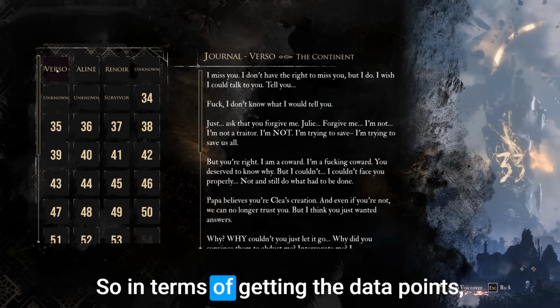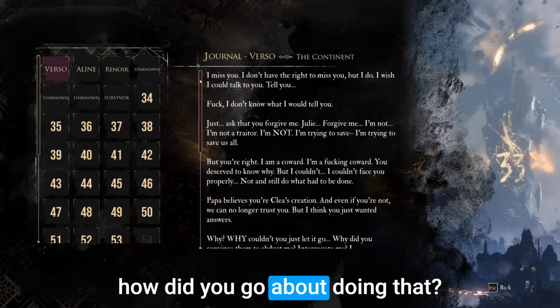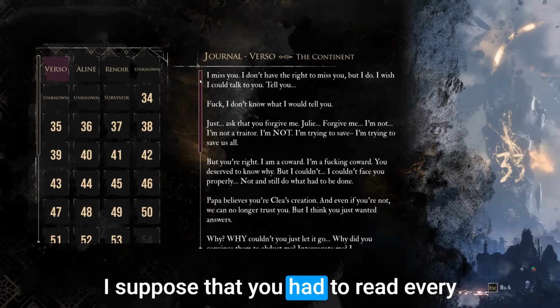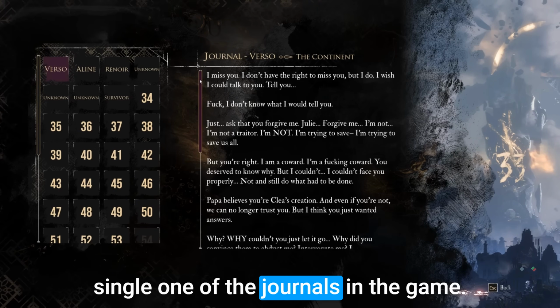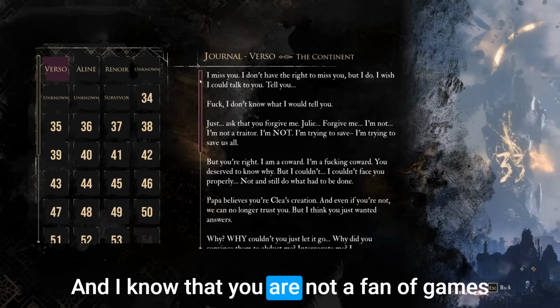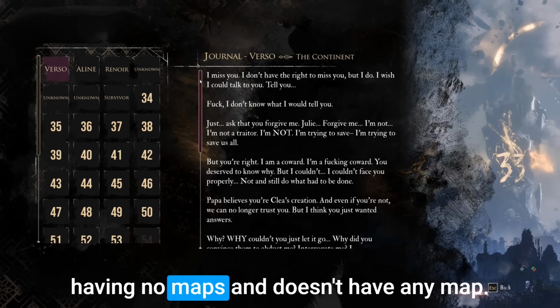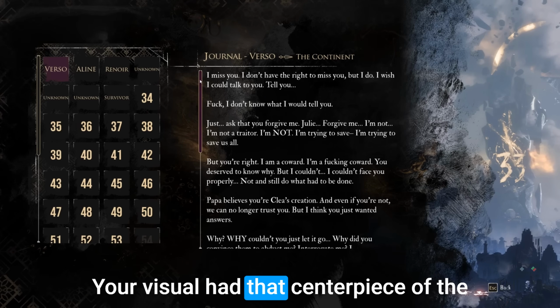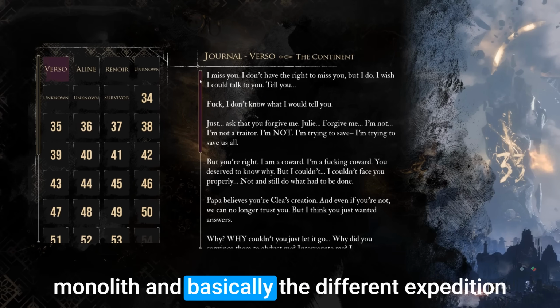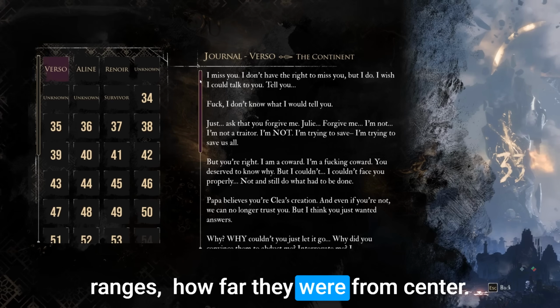So in terms of getting that data points, how did you go about doing that? I suppose that you had to read every single one of the journals in the game. And I know that you are not a fan of games having no maps, and Clair Obscure doesn't have any map. Your visual had that centerpiece of the monolith and basically the different expedition ranges, how far they were from center.